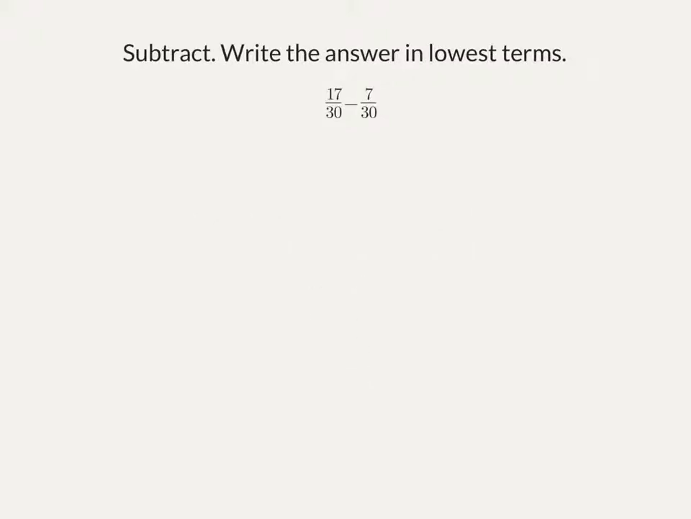Subtract. Write the answer in lowest terms. Here we have 17 over 30 minus 7 over 30. Again, in order to add or subtract fractions, we want to have the same denominator. Here we do have the same denominator. Each fraction has a denominator of 30. So this makes it easy because we just need to subtract the numerators and place that over the denominator.